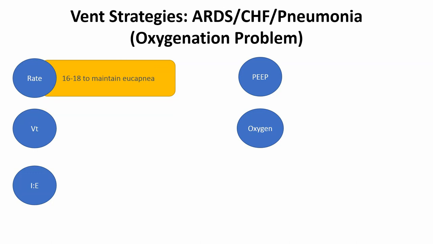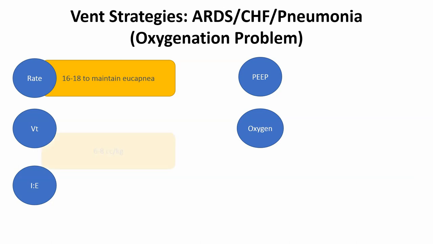Generally, we're used to giving patients a rate of about 12 a minute. That is not appropriate for patients with oxygenation problems. And it's really not appropriate for most patients, because to maintain eucapnea, or normal CO2, patients don't breathe at a rate of 12 unless they're really asleep. We need a rate of about 16 to 18.